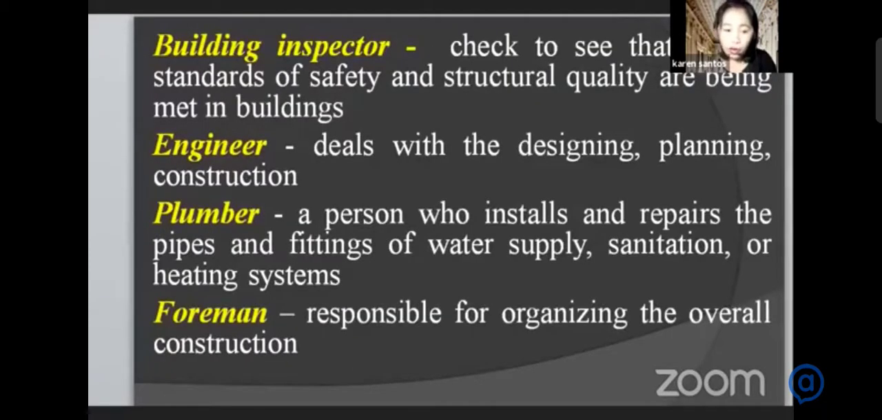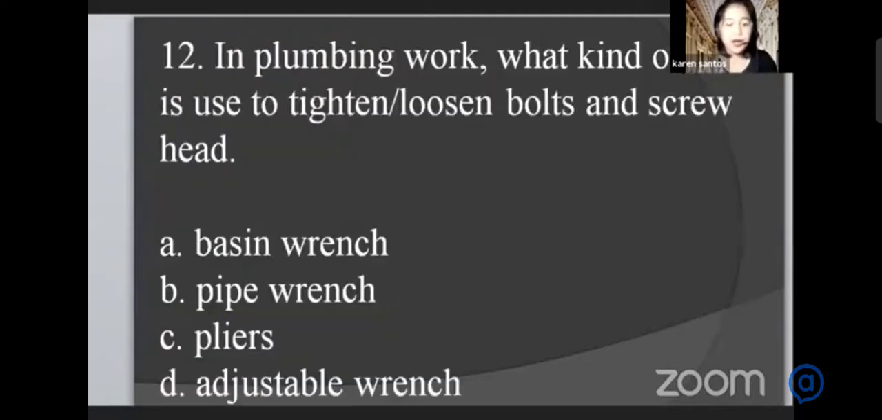Okay, I think for our last question, because it's already 7:59. For our last question, in plumbing work, what kind of tool is used to tighten or to loosen the bolts and screw head? A. Basin wrench, B. Pipe wrench, C. Pliers, and D. Adjustable wrench.